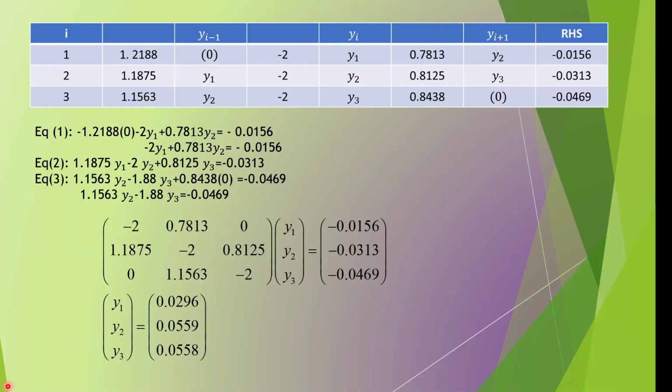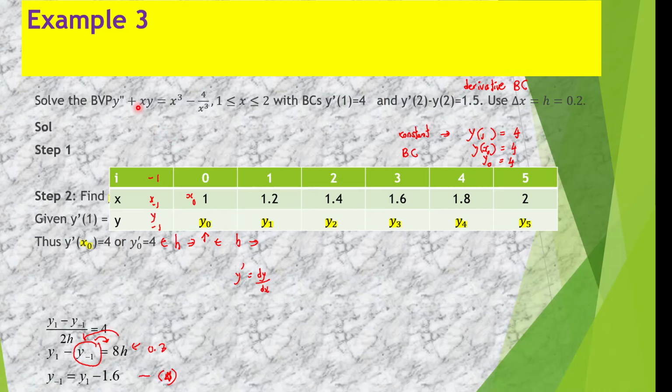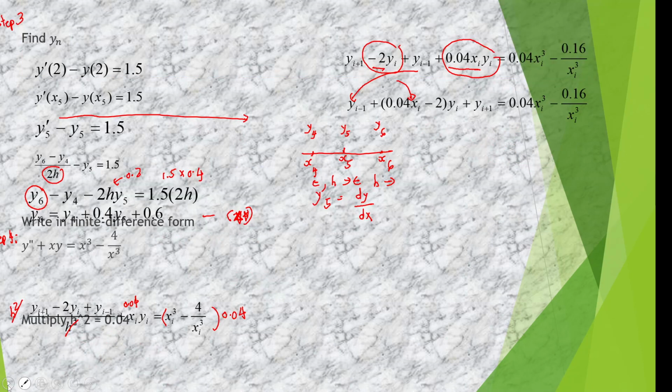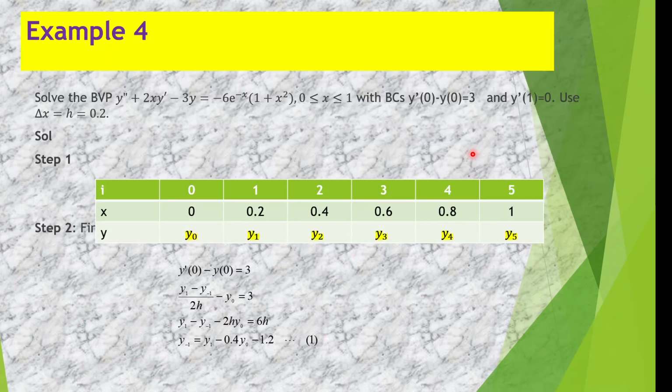And then example 3, we have recorded in the section 3 lectures, and later on we can watch it back. Then we'll jump to the last example here. This is what we call derivative boundary condition.